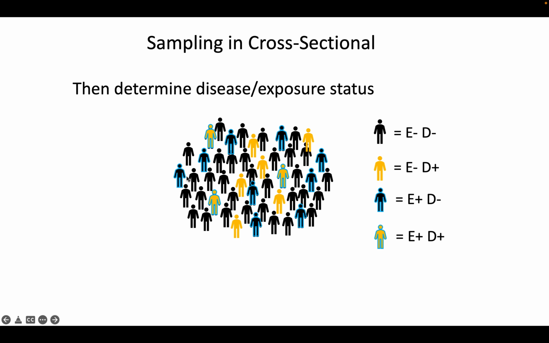This is the color scheme I used for my cross-sectional video, where exposure is a blue outline and disease is this yellow fill. So exposure negative, disease negative is black, just disease positive is this yellow. Just outlined in blue is exposure positive without the disease, and both blue and yellow is when you're both exposed and diseased. So we didn't look at exposure or disease status until we had our sample, basically.